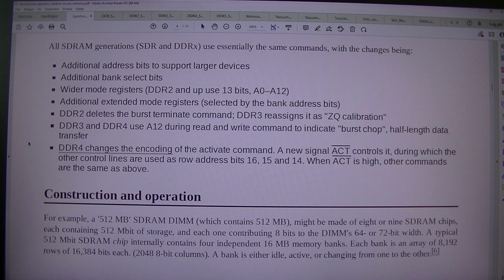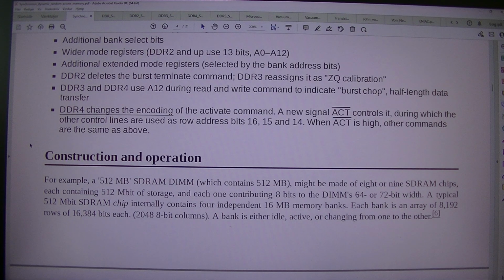DDR4 changes the encoding of the activate command. A new signal, ACT, controls it, during which the other control lines are used as row address bits 16, 15 and 14. When ACT is high, other commands are the same as above.